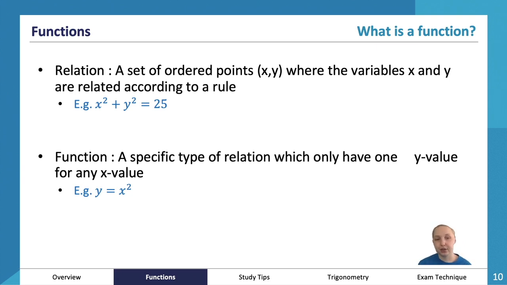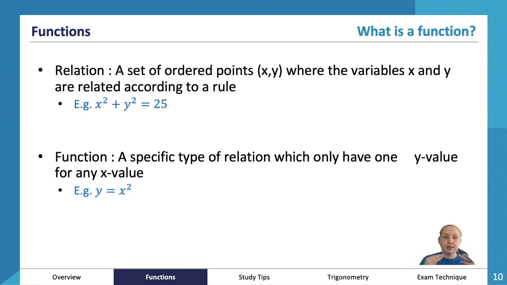Then we have a function, which is a specific type of relation which only has one y value for any x value. Essentially what that's saying is that when you have x values on your x-axis, each of those x values is only going to be related to one single y value.